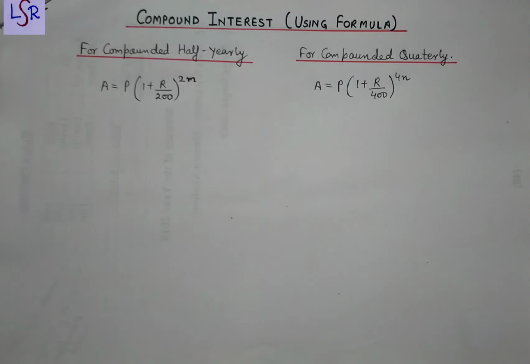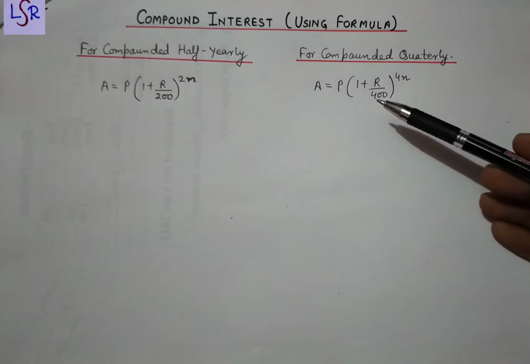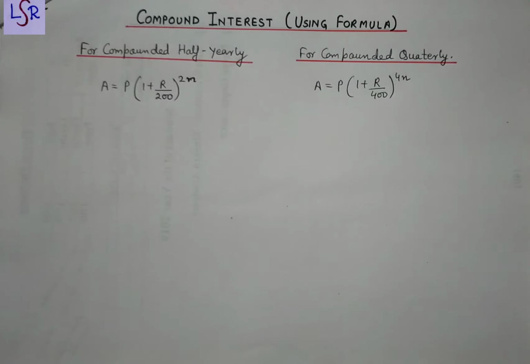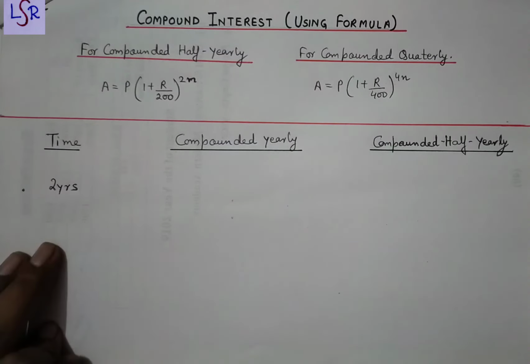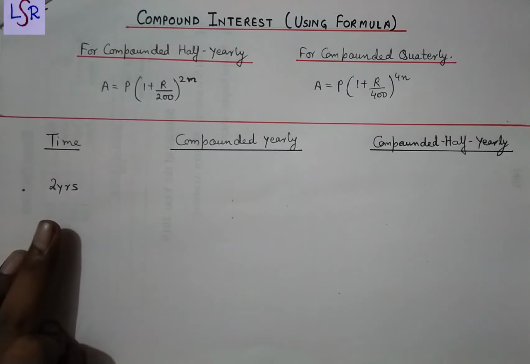And formula of amount for the compounded quarterly is A equals to P 1 plus R upon 400 to the power 4n. Here in a year we have 4 quarters, therefore the rate is divided by 4 and the time is multiplied by 4. Now here we will learn how to solve a question if we are having a different situation of times. Now here we are having 2 years time.